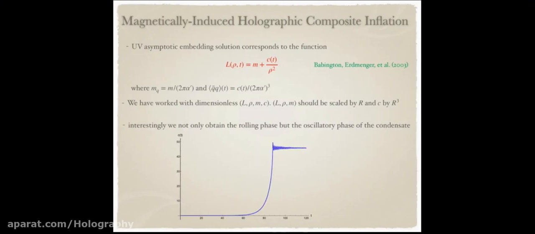So from having just the embedding function, Babington, Erdmenger, and their group had shown that there is a relation between the embedding function and the mass of the quark fields and the condensate that provide this chiral symmetry breaking in the UV limit. So M is related to the mass of the quark by this relation, and Q bar Q is the condensate, proportional to the condensate field. And we have worked with the dimensionless L, rho, M, and C. So in order to make them dimensionful, L, rho, and M should be rescaled by R, and C should be rescaled by R cubed.